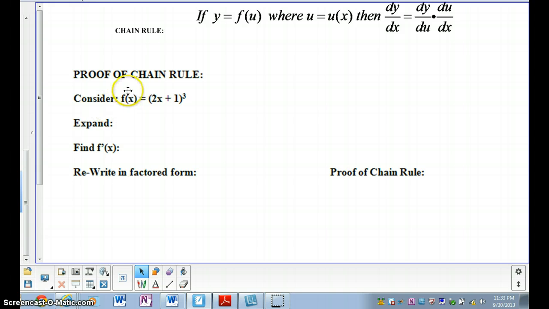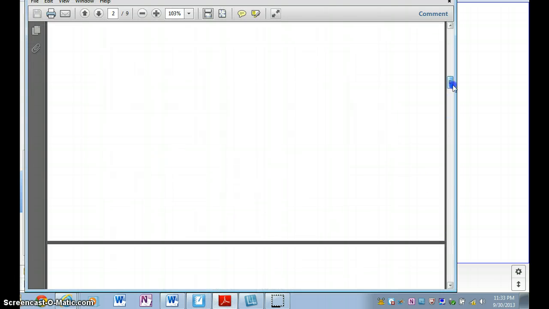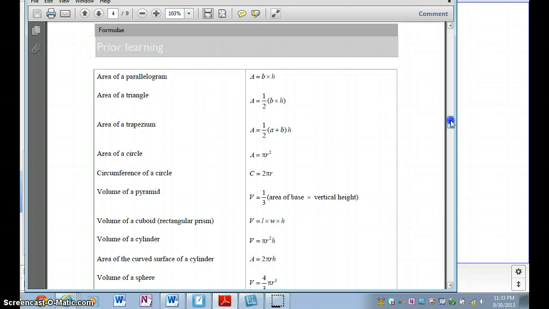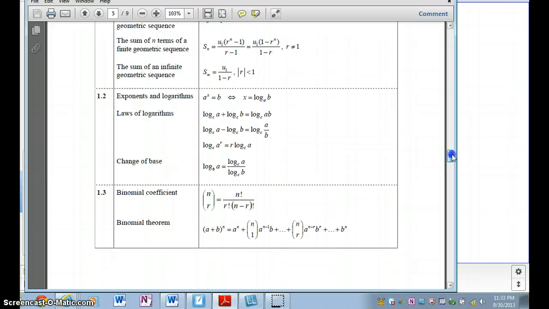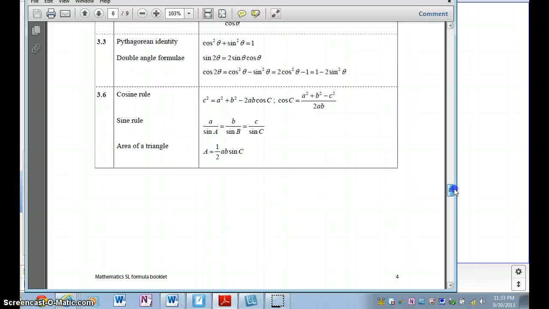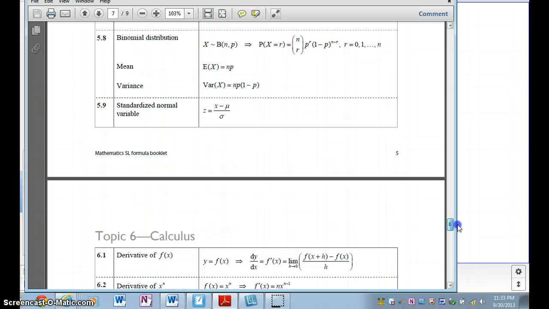Before we talk about the proof of the chain rule, I want to show you where these formulas are on your calculus or your formula packet. So you all have a formula packet and want to make sure you're seeing why we're using these same formulas so you're ready to use them on any quiz and test and the IB exam.